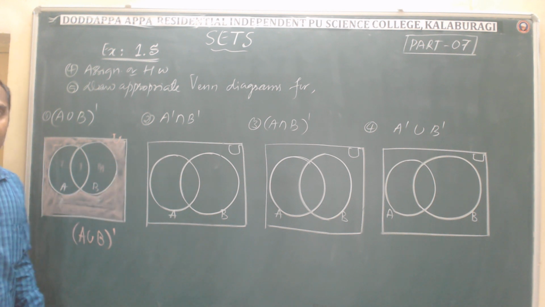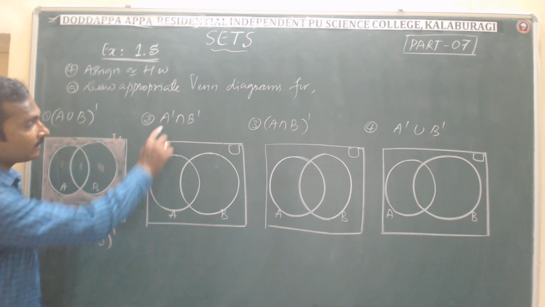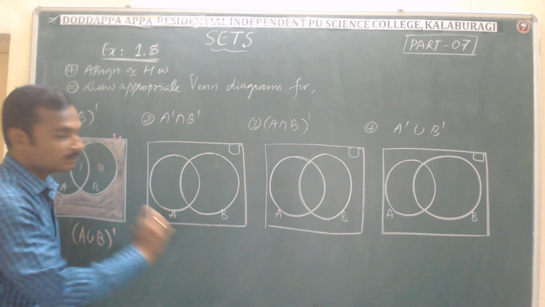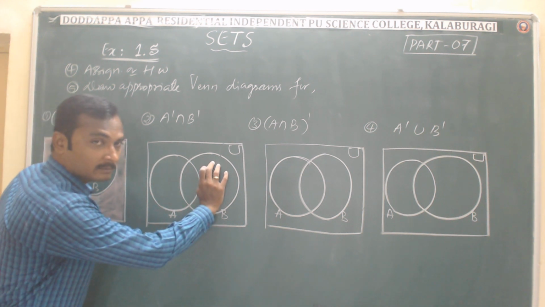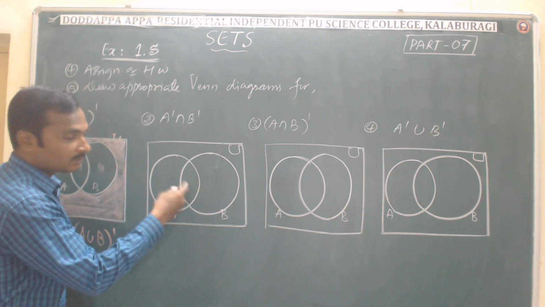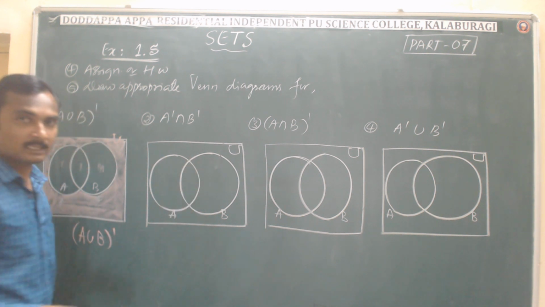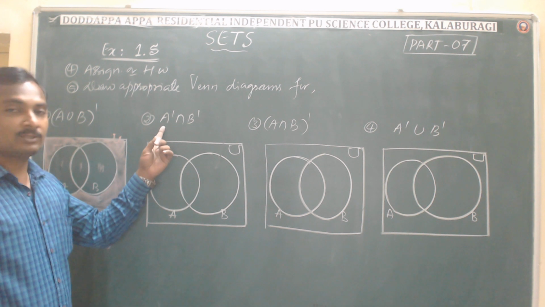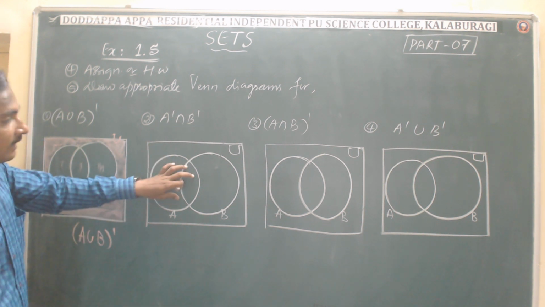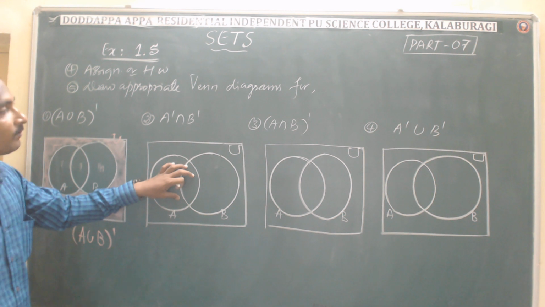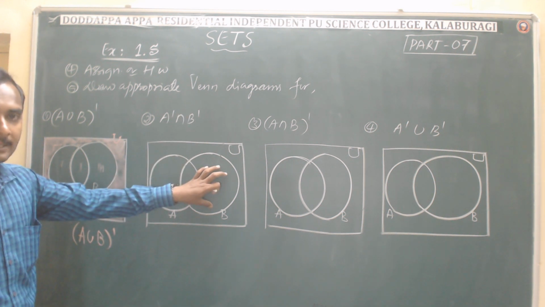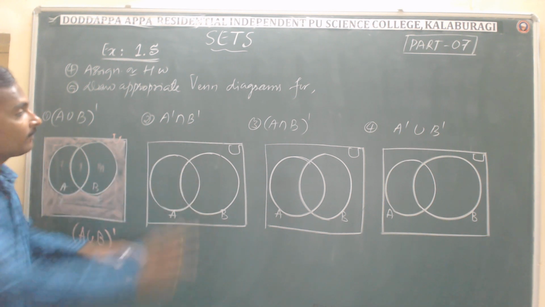Let's come to the second one. What is A complement intersection B complement? What is A complement? The area except A. What is B complement? The area except B. And what is the intersection? We have to leave the area of A, meaning except A, we shade all the rest of the part. Then for the B complement, the area except B, the rest of the part.